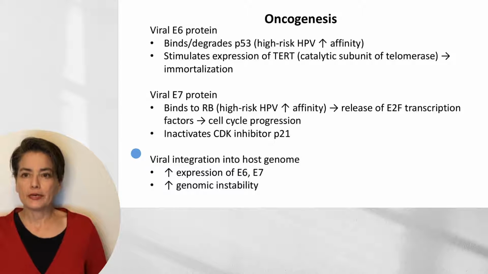And then the final component is that we can get viral integration into the host genome. This again occurs more commonly with high-risk subtypes than low-risk. The low-risk types tend to remain in episomes in the cytoplasm. With this viral integration, we get increased expression of E6 and E7, as well as increased genomic instability. This combination of increased genomic instability with loss of P53, our guardian of the genome, is going to contribute to our oncogenesis. Now, I'm going to take everything I just told you and show you in a figure.